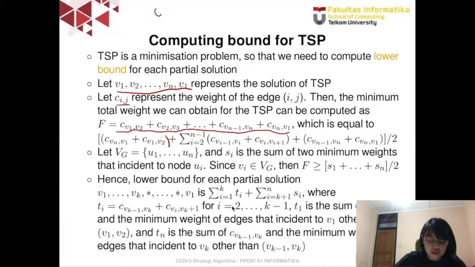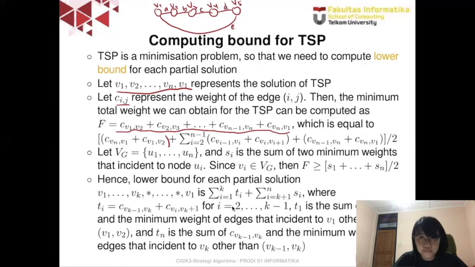So let's say we have something like this as the cycle. This is V1, V2, V3, V4, and V5. Okay, so let's say we have A, B, C, D, and E as the weights of them. So the total weight will be A plus B plus C plus D plus E, right? That is the total weight, which is minimum if the cycle is the solution for the TSP problem.